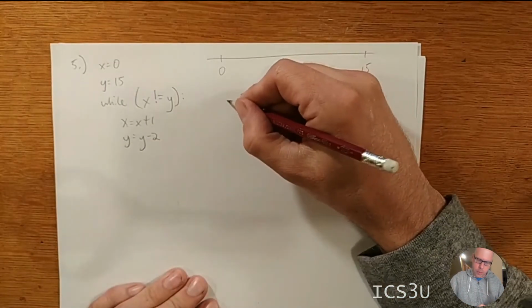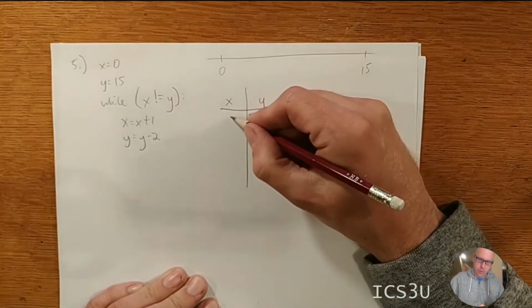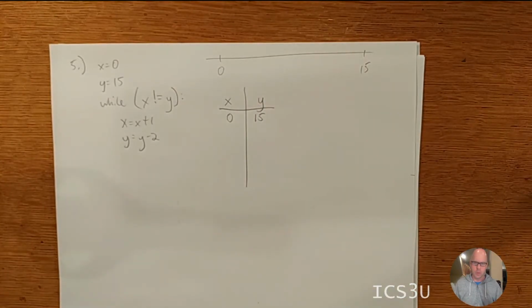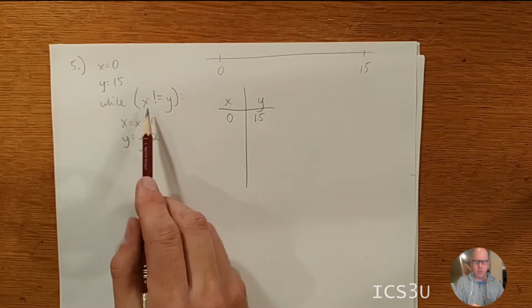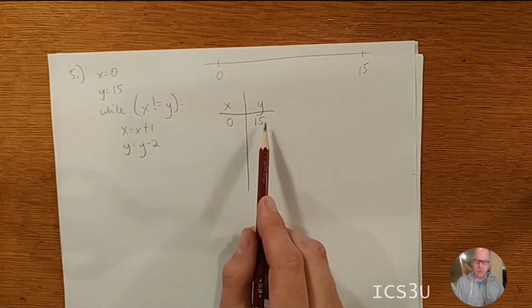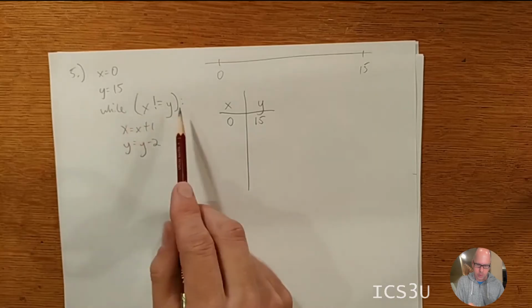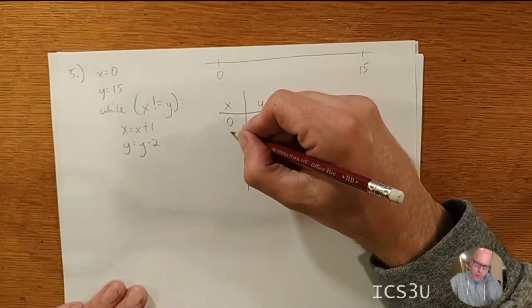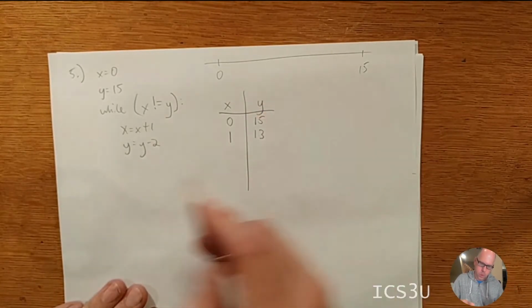So let's do the trace table. We've only got two variables. We've got x and we've got y. So x starts off at 0 and y starts off at 15. That's before the while loop starts. And so now the while loop starts, and it says it's going to loop while x is not equal to y. Is x equal to y? No, so we're okay. We can start this while loop. So x is going to be increased by 1, so it'll become 1. Y will be decreased by 2. And then it loops around.